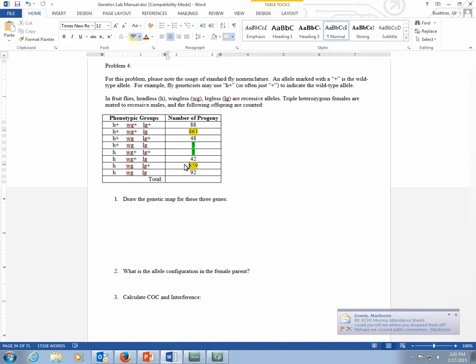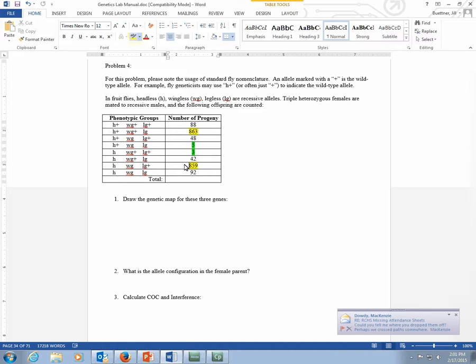Looking at your genes, I think this is where some students get hung up, figuring out which gene's in the middle. You have H plus WG plus LG, and then H, WG, LG plus. If you look in your DCOs, you have H plus WG, LG. Compare the one that has the 5 offspring to the one with the 863: you'll notice that the H plus is the same, the LG is the same, but the WG isn't.